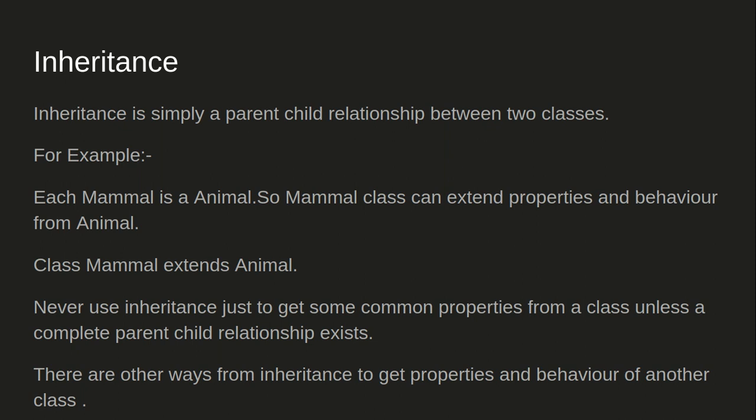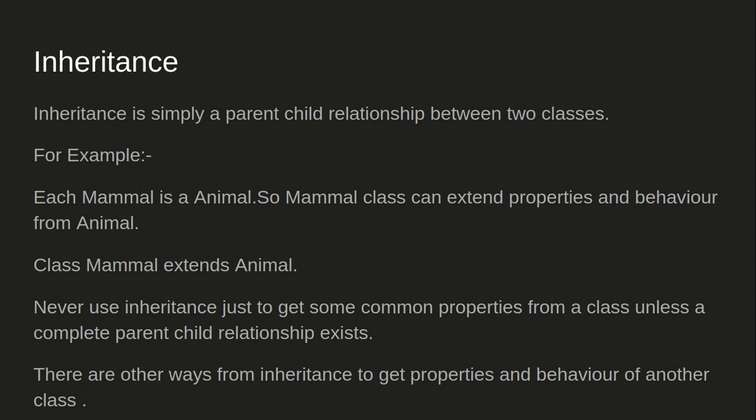So for example, each mammal is an animal. So if you have an animal class and a mammal class, the mammal class can extend properties and behavior from class animal. But let's take some different examples. Each mammal is an animal, but if you say that a human is an animal, it doesn't make that much sense, because there will be some properties in an animal which a human doesn't need.